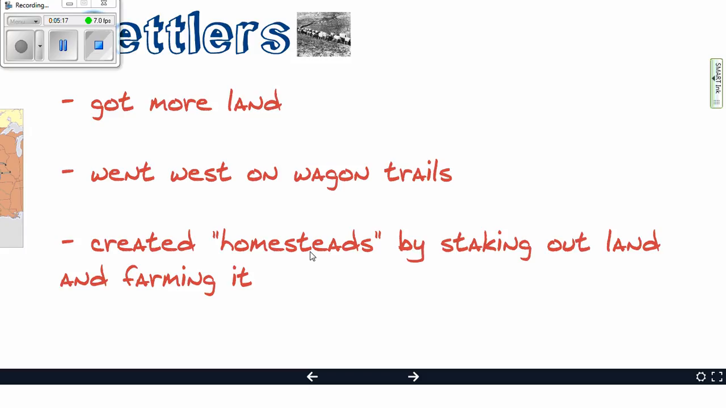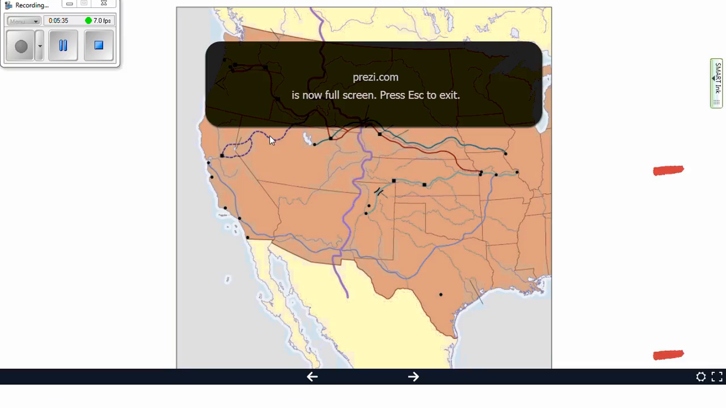And when they went out there, they would create homesteads by staking out land and farming on it. Essentially, we would almost call them squatters today, but it wasn't illegal to do that. They just went and staked out some land and farmed it. And interestingly enough, this was not part of America yet. This was part of Mexico, and this was part of Britain.